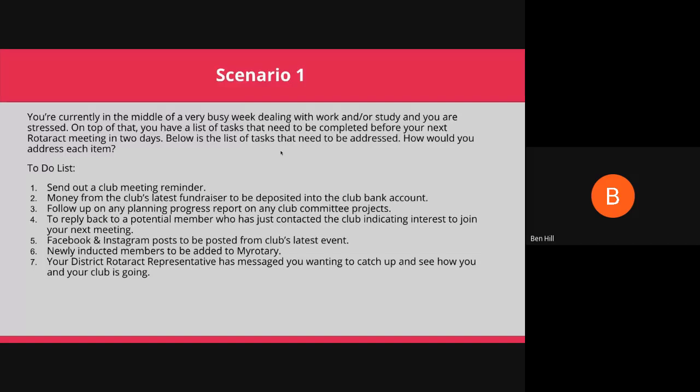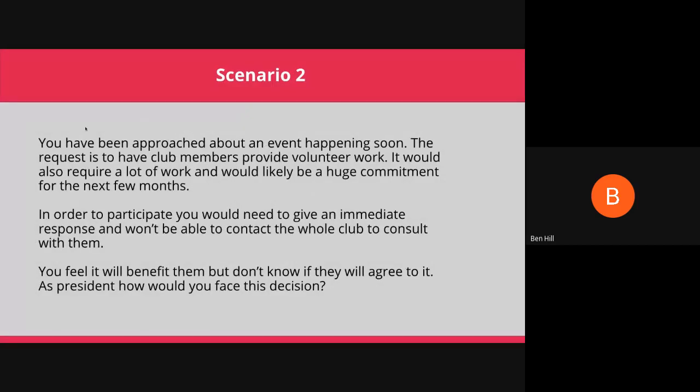So yes, thank you everyone for putting delegation as a priority. It's very, very key to going through the things that you need to do, because we have a team around us to help us out and to get these things done. So now moving on to scenario 2.